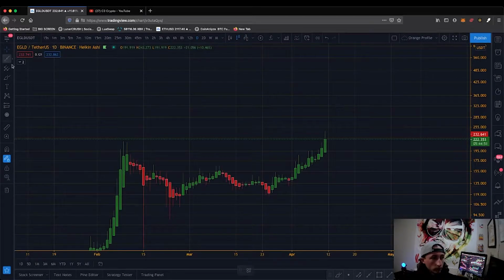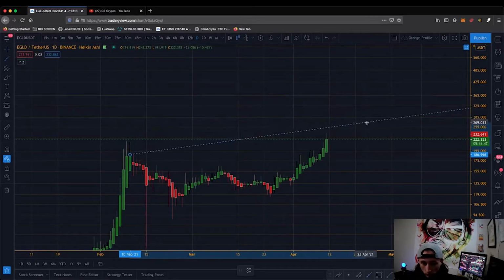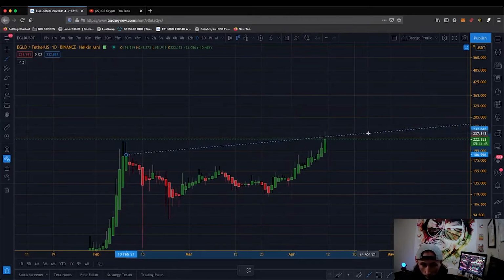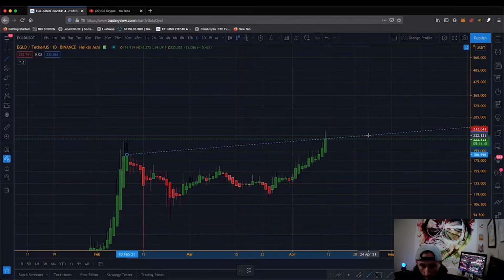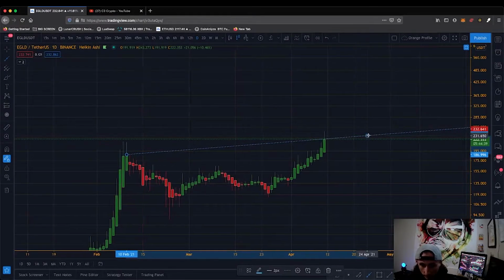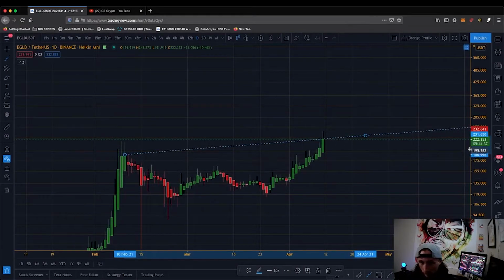and grab the ray tool. Come over here to this top candle, and what you want to do is make sure that this line rests on the first candle body close it hits. So seeing as this isn't closed yet, it looks like it's going to close around this range. So this may change, but I'm going to rock it for now. We got 5 hours left, so here we go.